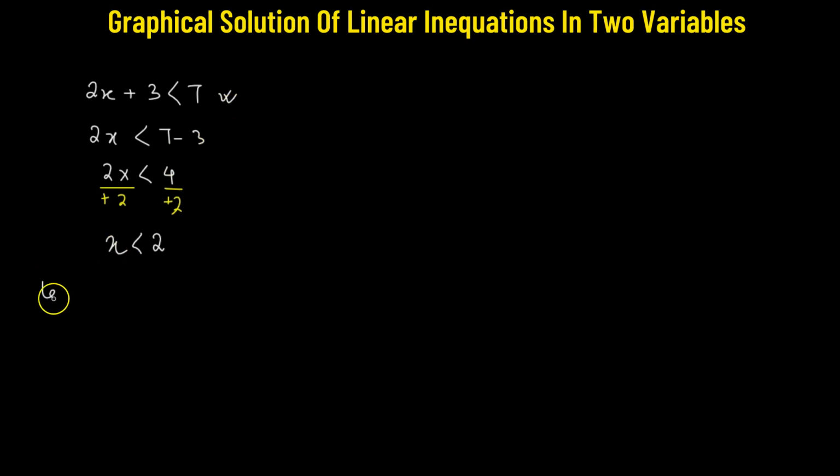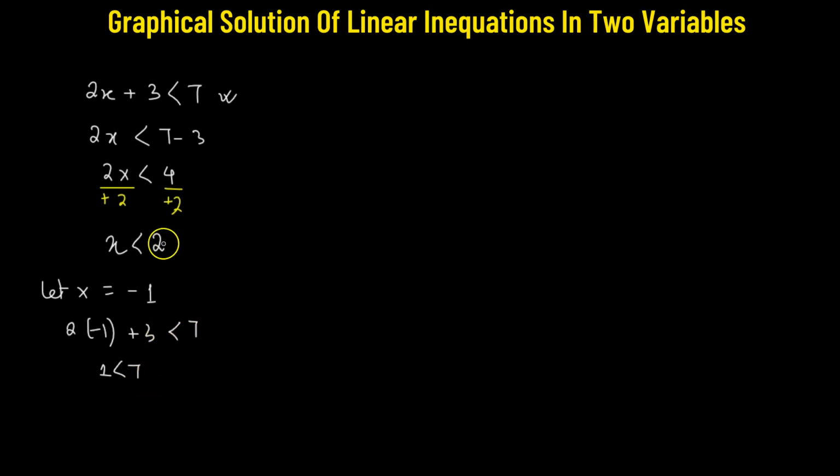For example, let's say we consider the x value to be equal to -1, then 2 times -1 plus 3, we're saying that this value must be less than 7. So let's check. We have 2 times -1, so that's -2. -2 plus 3 is positive 1. And it's a true statement that 1 is less than 7.